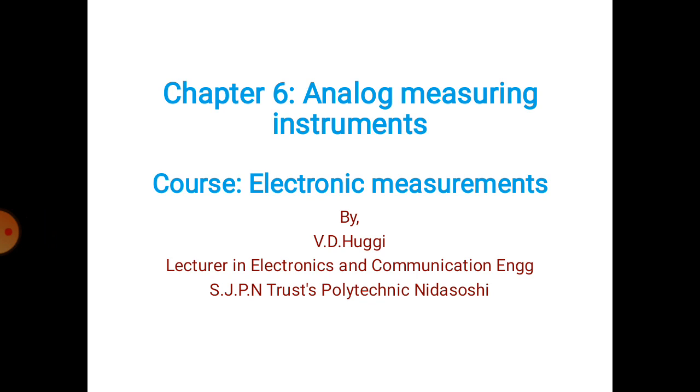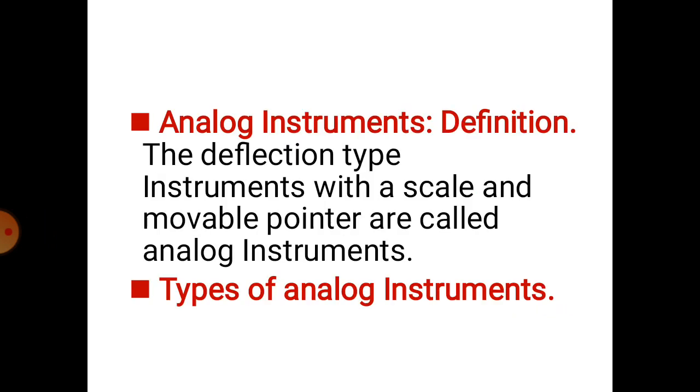So this is the last chapter in the subject electronic measurements, and it carries 45 marks, and the name of the chapter is analog measuring instrument. The chapter starts with the definition of analog instruments and the types of analog instruments. We can define analog instruments as the deflection type instruments with a scale and movable pointer. So there are different types of analog instruments here, and now we are going to discuss them.